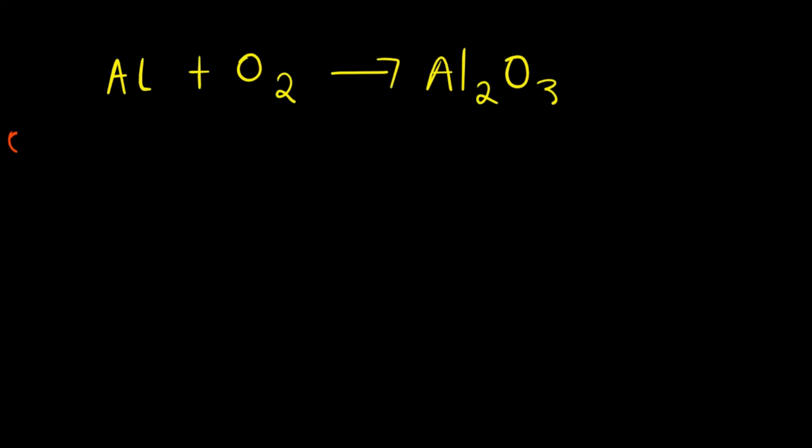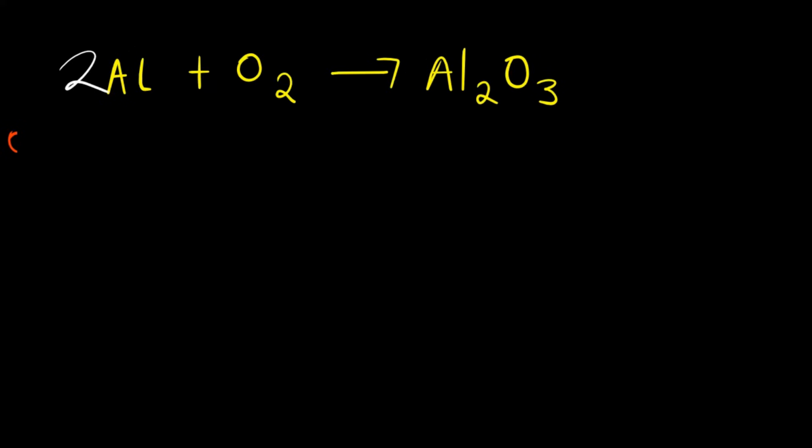Let's solve another one. Let's say this time around we have aluminium plus oxygen gives us aluminium oxide. Okay, so we have to look at, is this equation really balanced? Here we've got 2 aluminiums, here we only have 1. So in this case, if I put a 2 there, is it going to change everything?